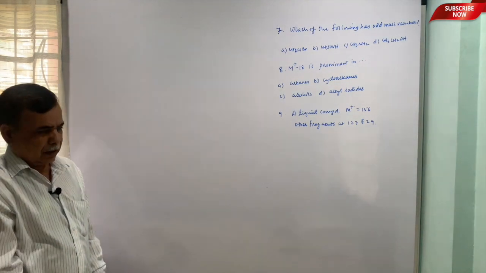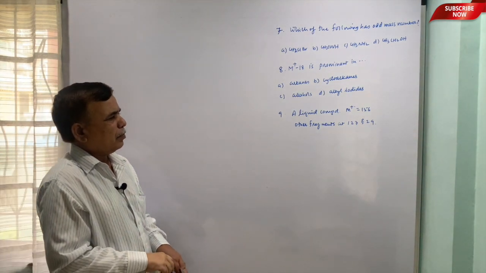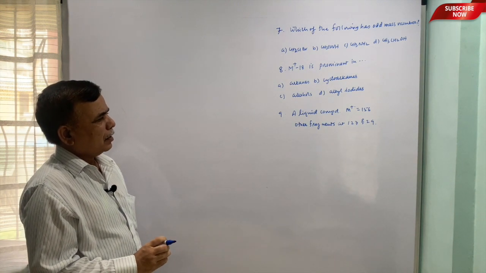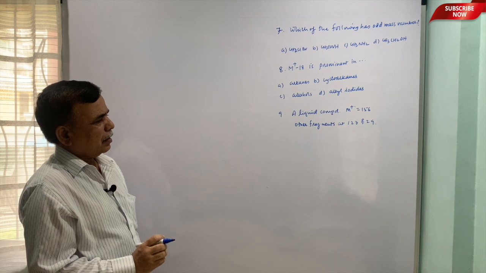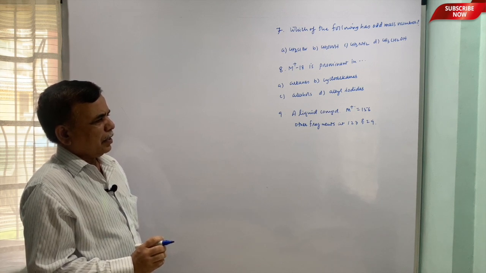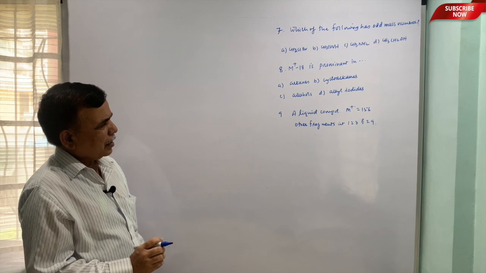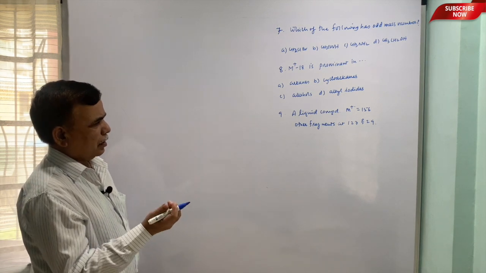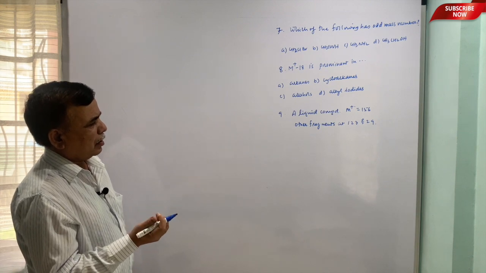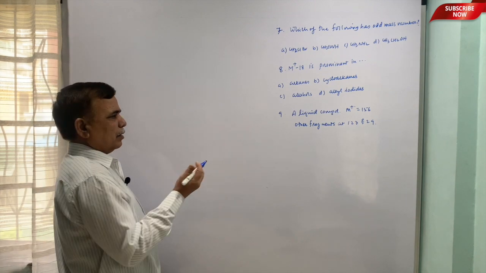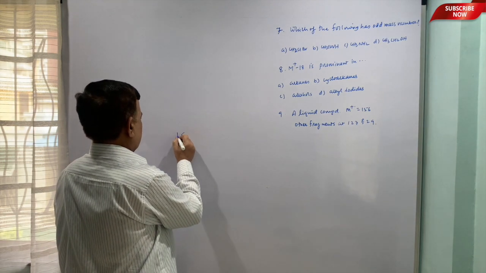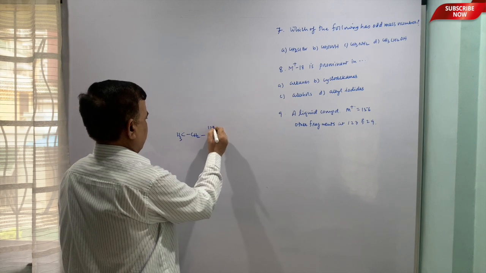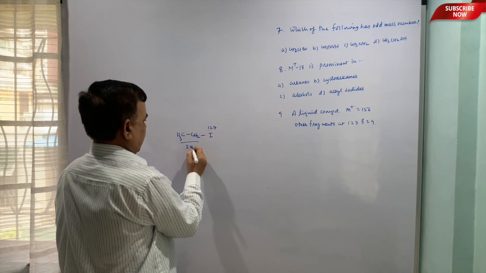Next one is a liquid compound given as yellow liquid, M plus radical 156, other fragments are at 127 and 29 only. So 156 is the parent compound, and 127 and 29 are the peaks. I will just put this structure straight away. This is 127, this is 29.